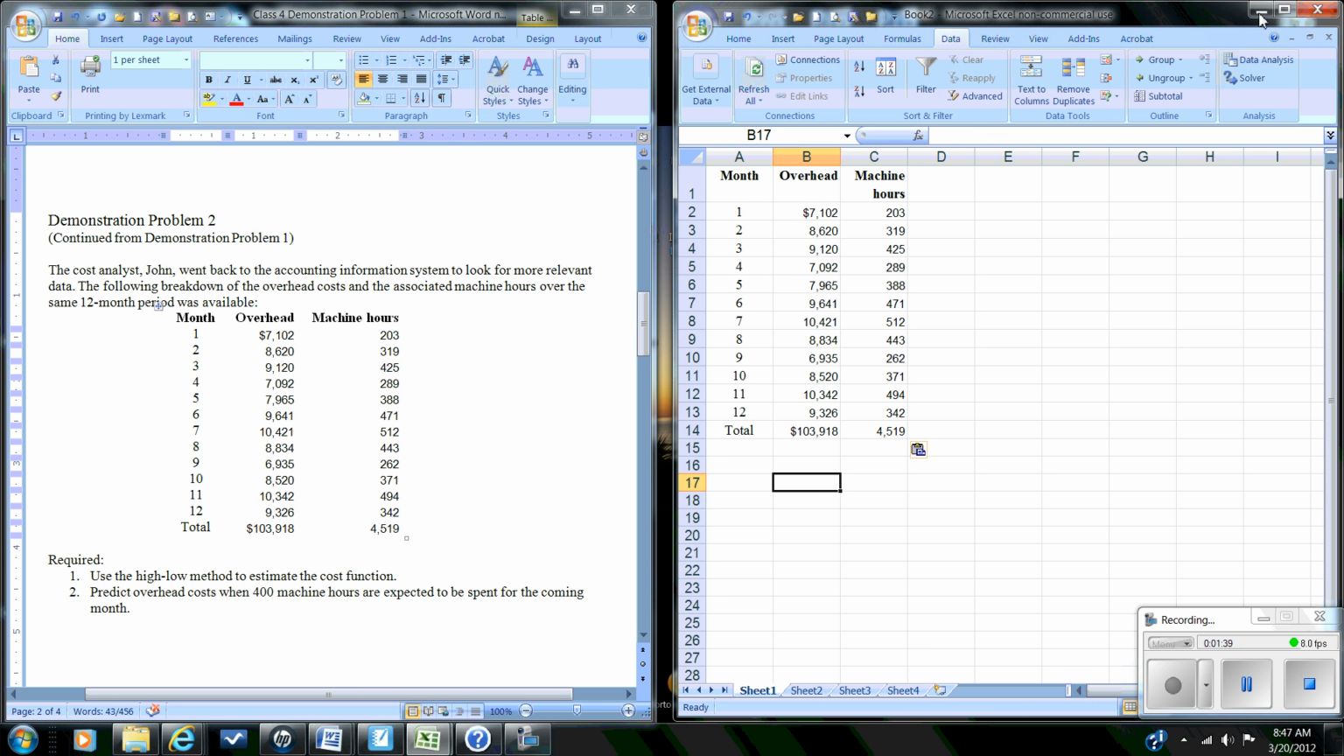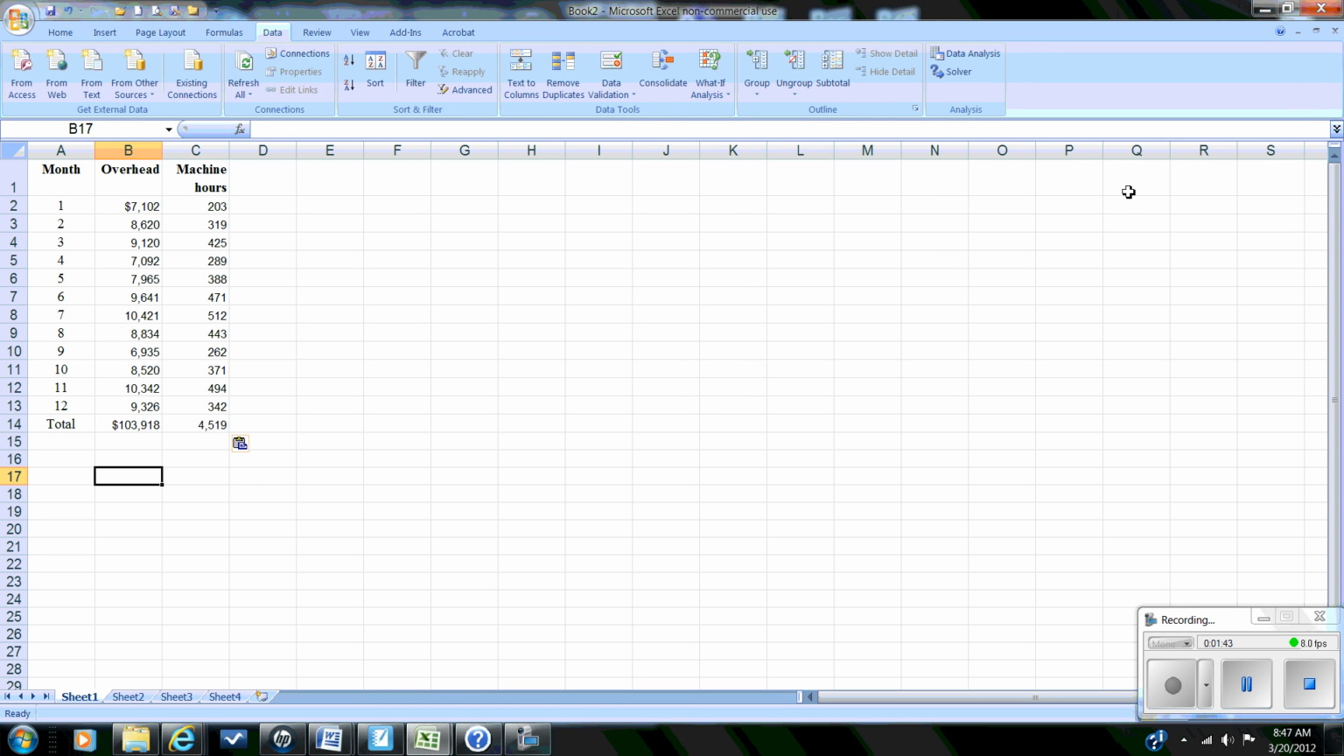The first thing we want to do is to take a look at this data and look for any outliers. Those are those activities that are well outside the norm. And the best way to do this is through a scattergraph. So let me show you how to put that together.